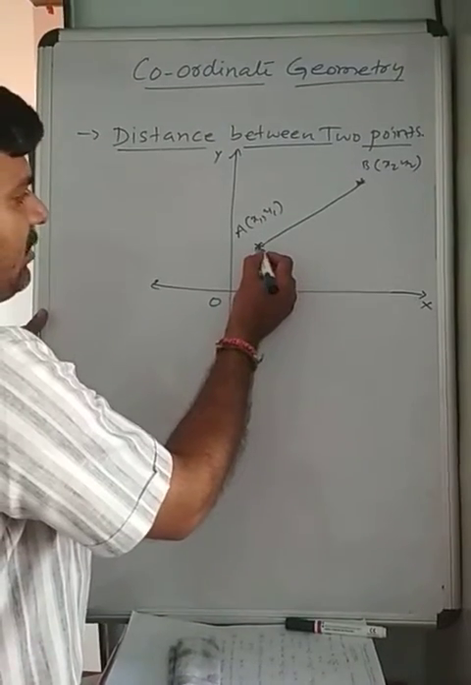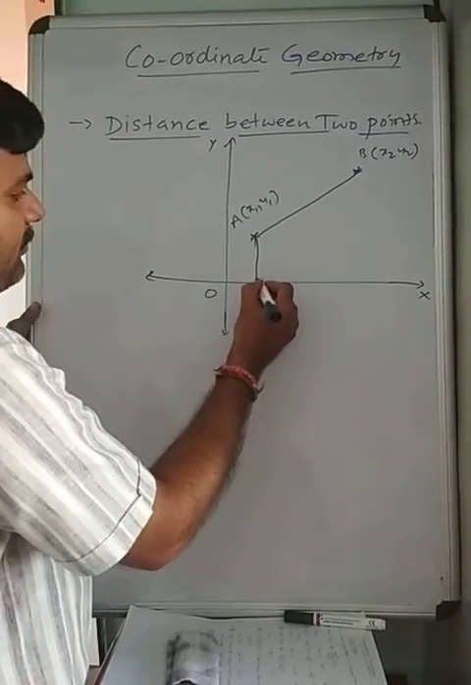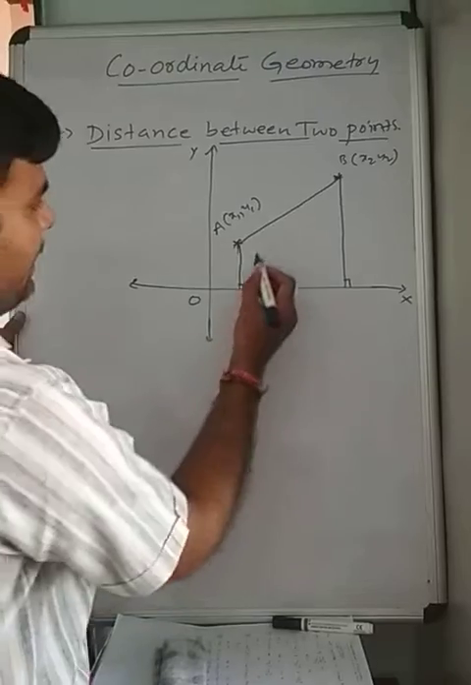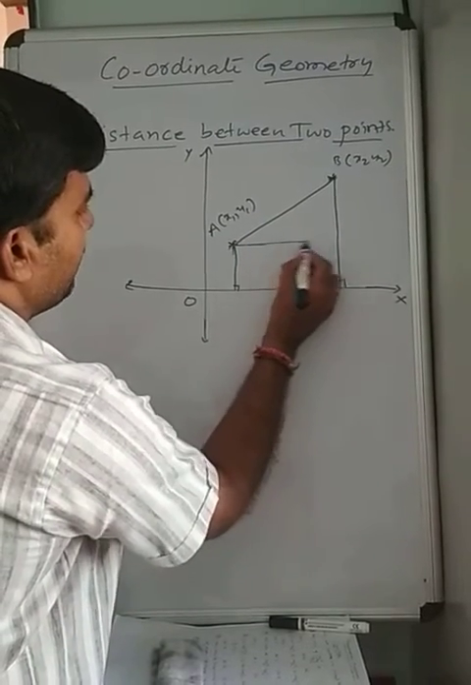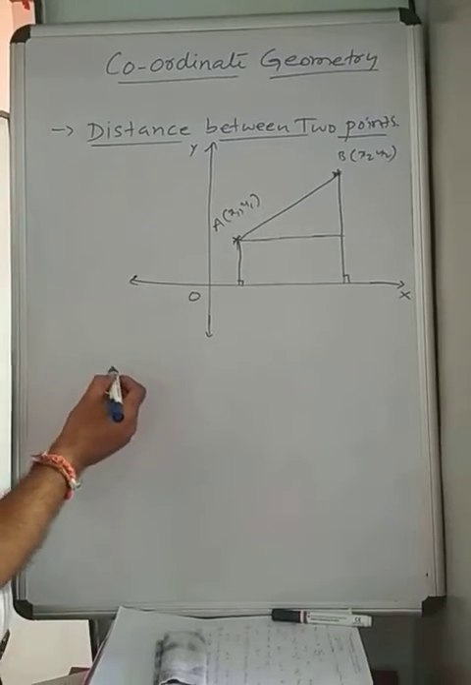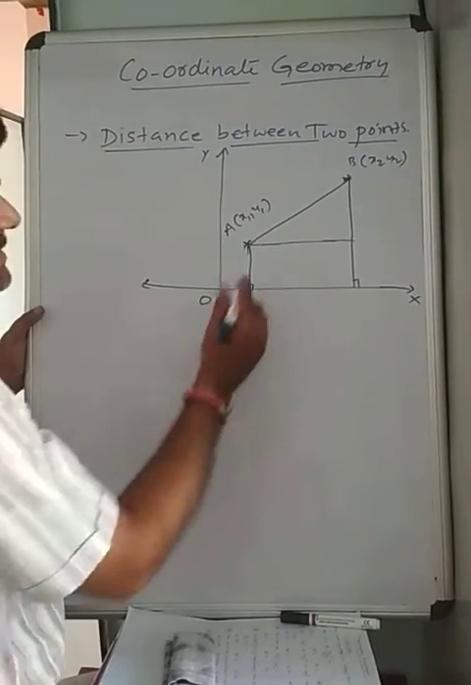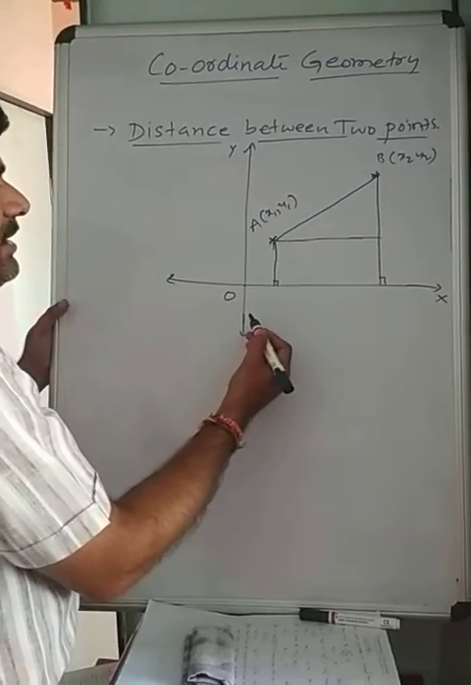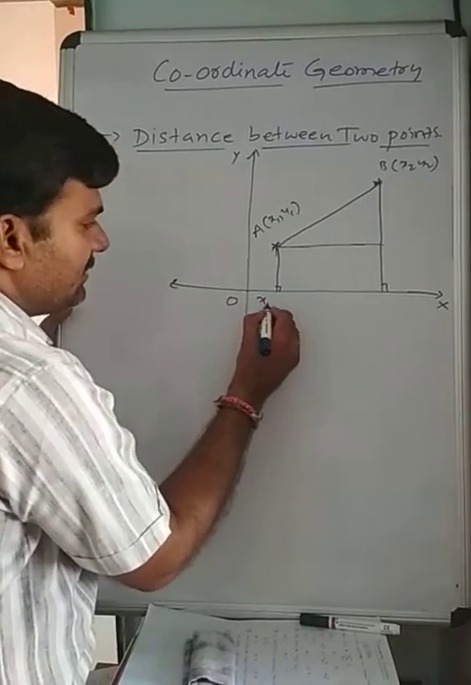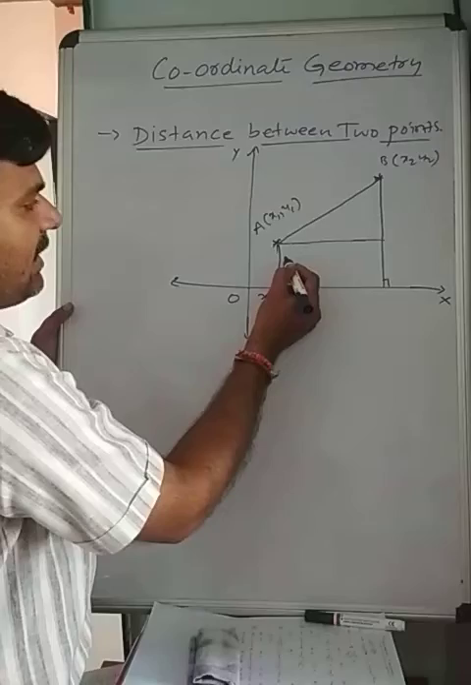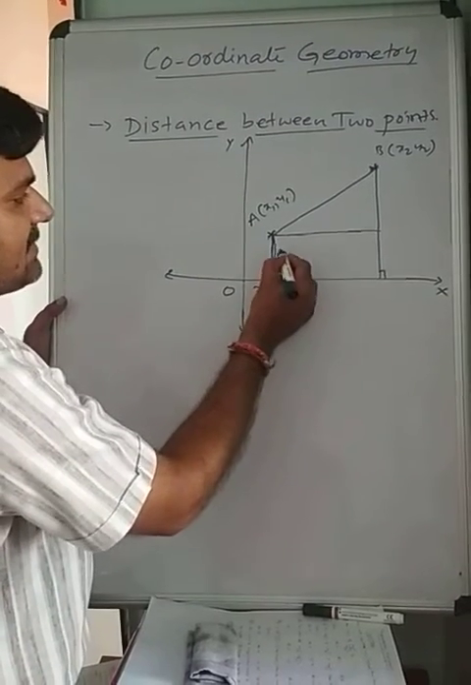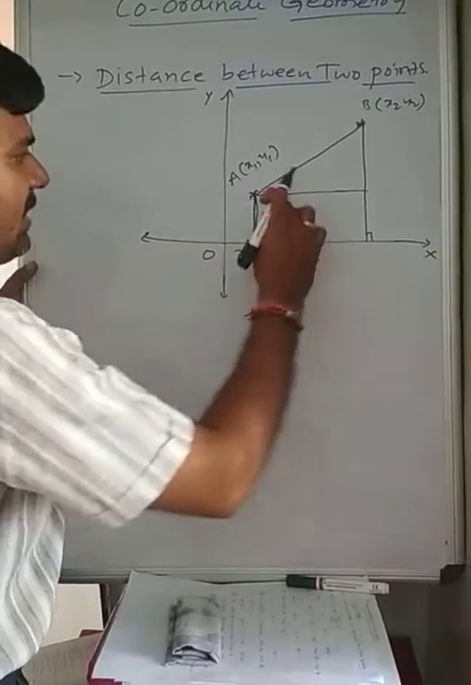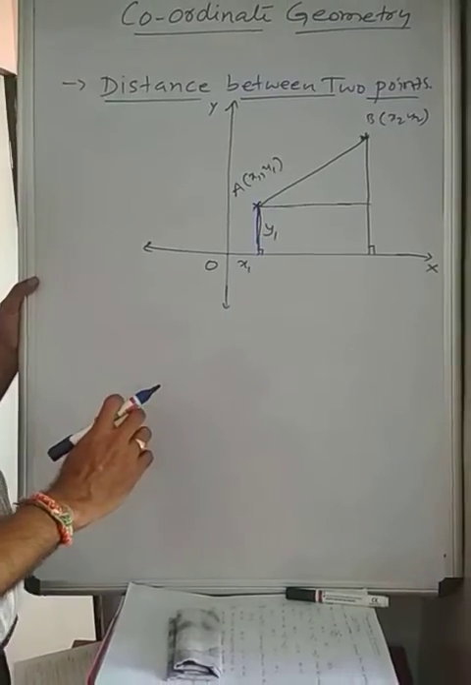First you draw one perpendicular line on the x-axis. Similarly here you draw one more perpendicular line, and from here horizontally you draw one more line. We know that for point A x1 y1, the length from the x-axis, from here to here, is x1, and this length is y1. So A is x1 y1.